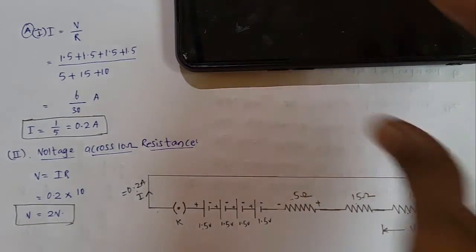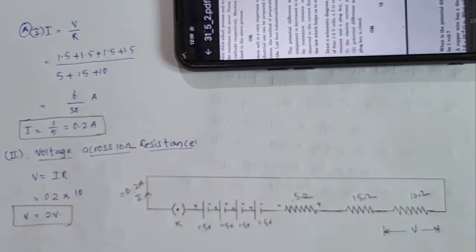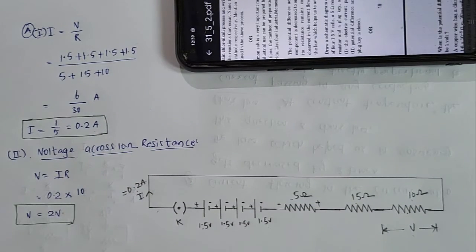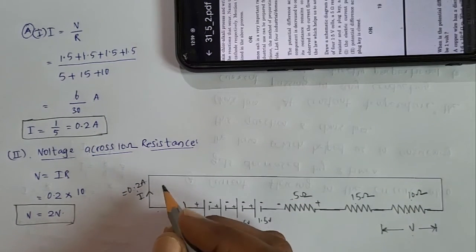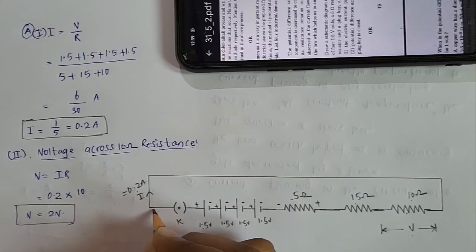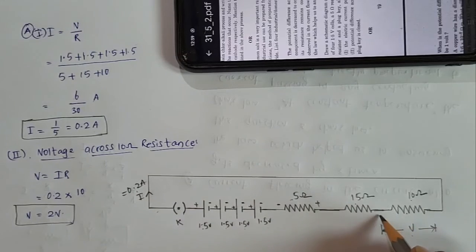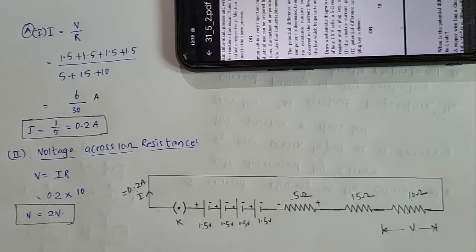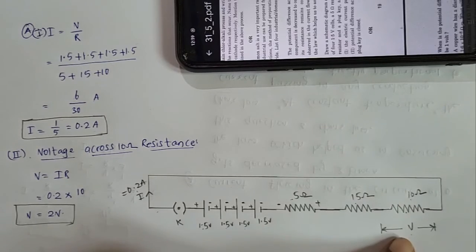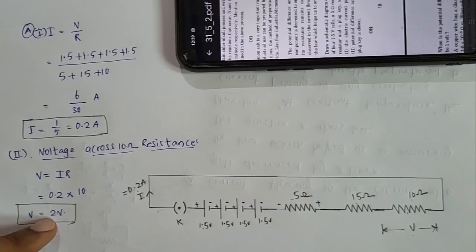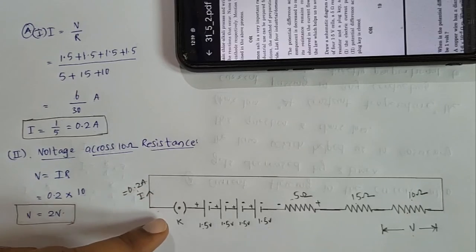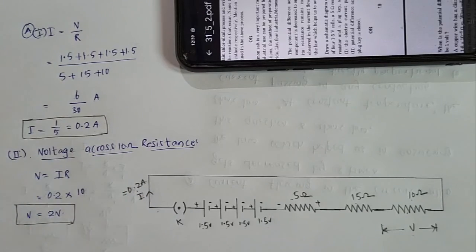The same question sometimes they will ask as, what will be the reading of the ammeter? If we place an ammeter here in series to the circuit, what will be the reading of the ammeter? And if we place a voltmeter across the 10 ohm resistance, what will be the reading of the voltmeter? Same. The reading of the voltmeter connected across the 10 ohm resistance will be 2 volts. The reading of the ammeter connected in series to the circuit will be 0.2 amperes. Okay. So this is how they will ask questions on this circuit diagram.